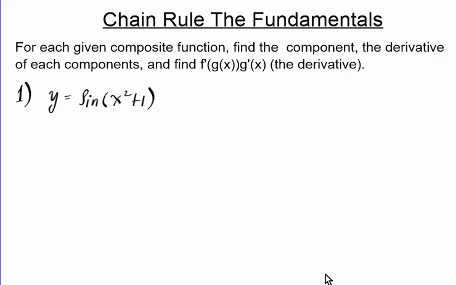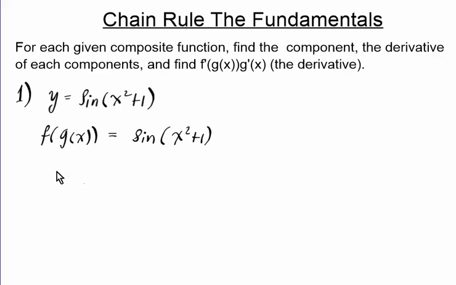All right, so the task is to decompose this composite function, find the derivative of the components, and then apply the chain rule formula to the results we got. So let's express this as a composite function. Let's actually use f first. So f composed with g of x is sine of x squared plus 1.